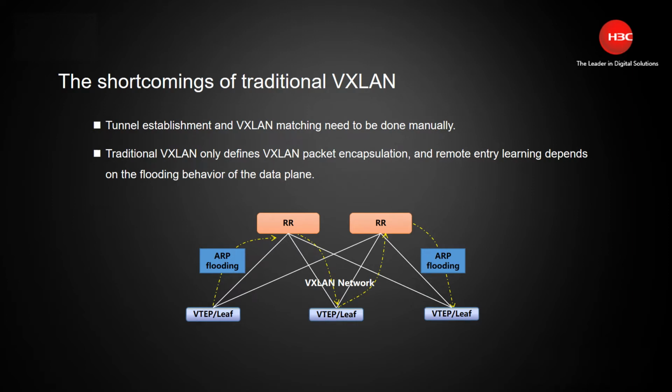The various advantages of VXLAN have been mentioned above, but the traditional VXLAN still has some shortcomings. The first is that tunnel establishment and the VXLAN matching need to be completed manually. If there is a lot of business, the configuration is relatively cumbersome. The second is that the traditional VXLAN protocol only completes the encapsulation and the forwarding of packets, but the learning of table entries is entirely completed by flooding behavior, which will lead to ARP and other broadcast packets being forwarded into the entire overlay network, occupying extra bandwidth.